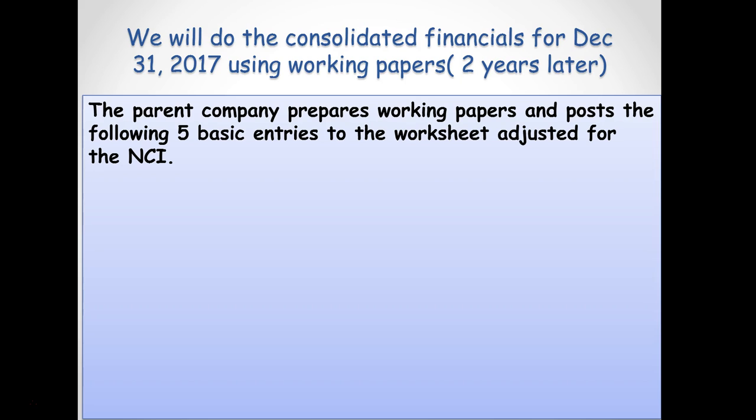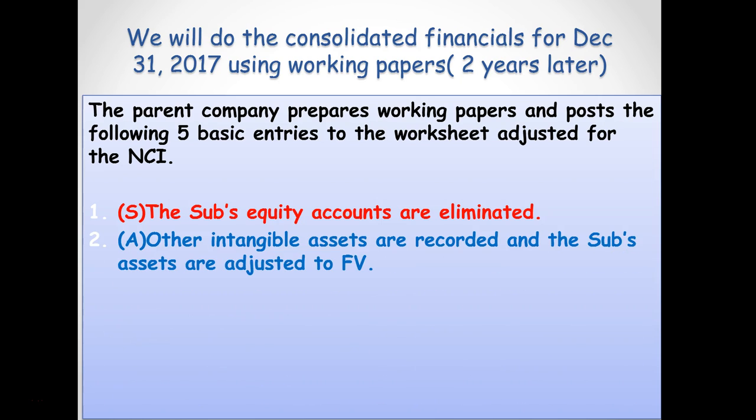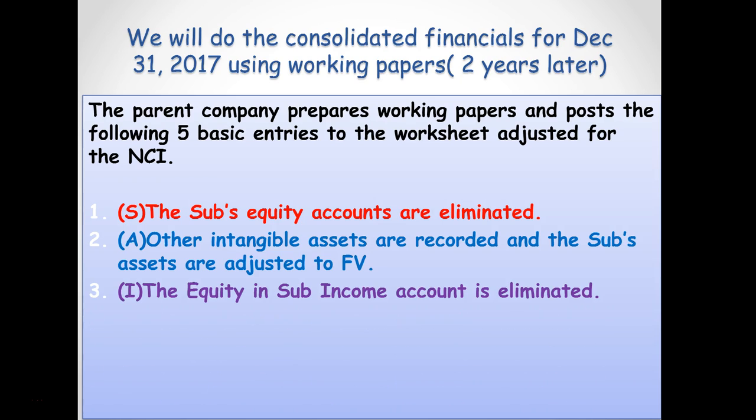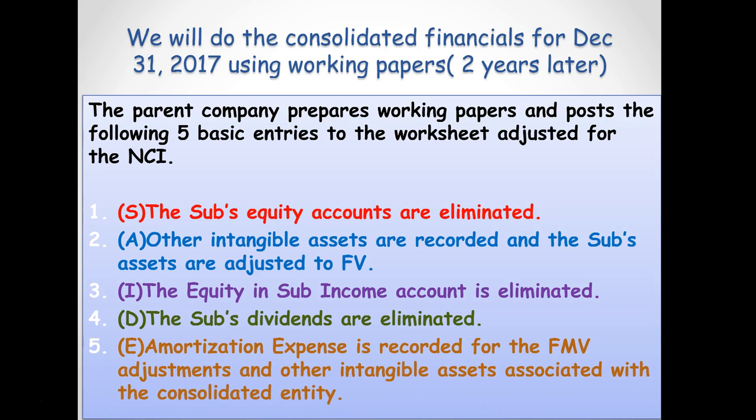All right, we're going to prepare our journal entries. We have to first zero out the sub's equity accounts. We have to assign the values to the undervalued assets or overvalued assets or any intangible assets. We have to eliminate the sub's income, sub's dividends, and we have to amortize if needed.